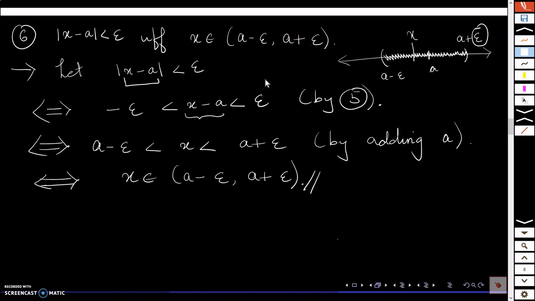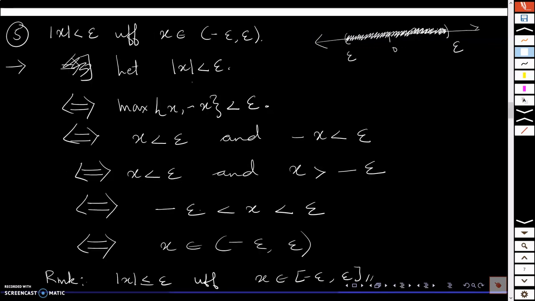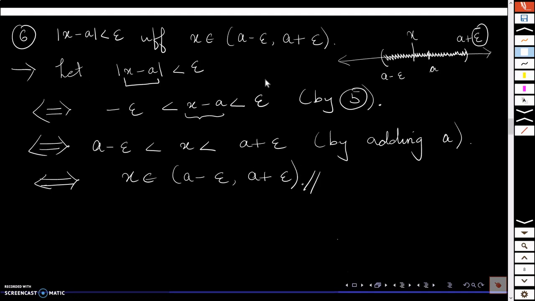So these are very important properties which we will be using in the upcoming lectures. So these were the first 6 properties. We will look at the remaining 3 properties of absolute values in the next session.